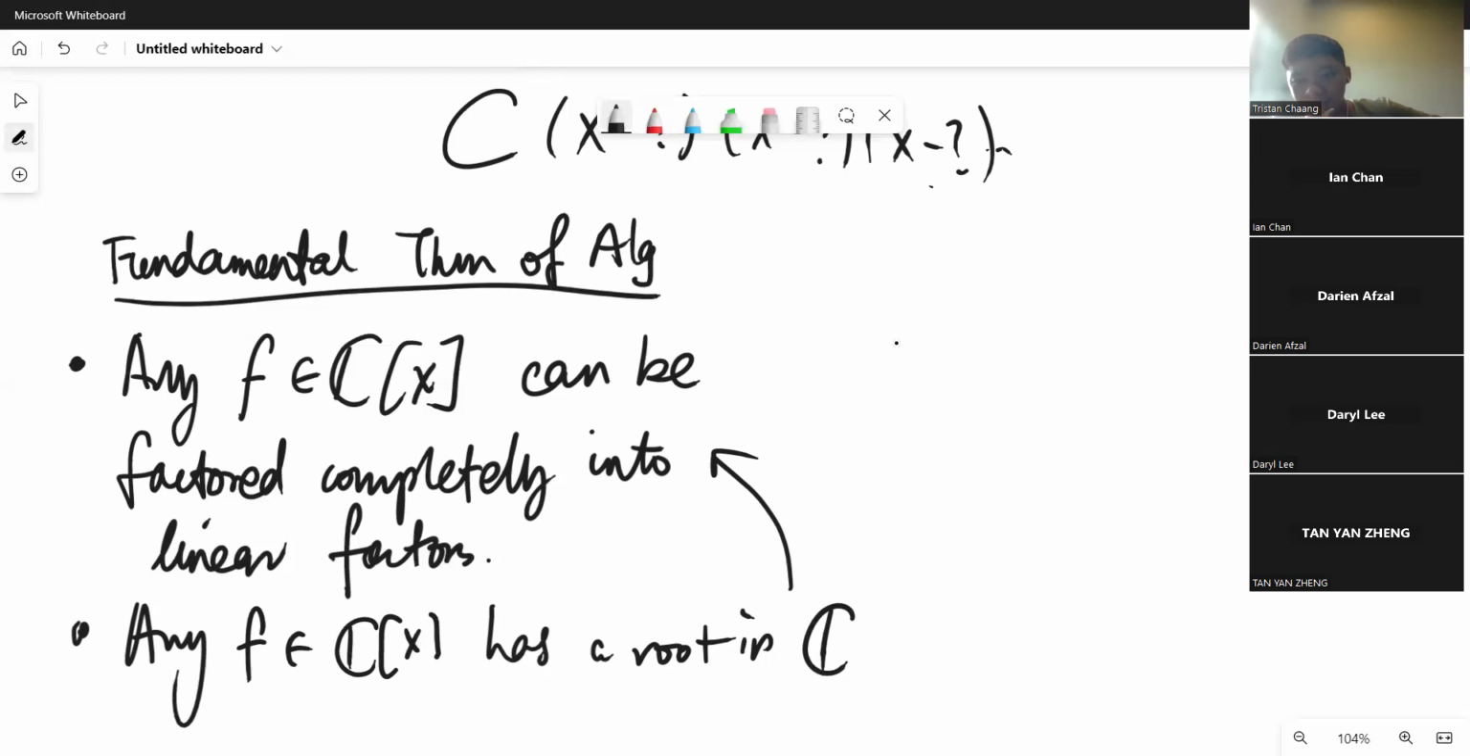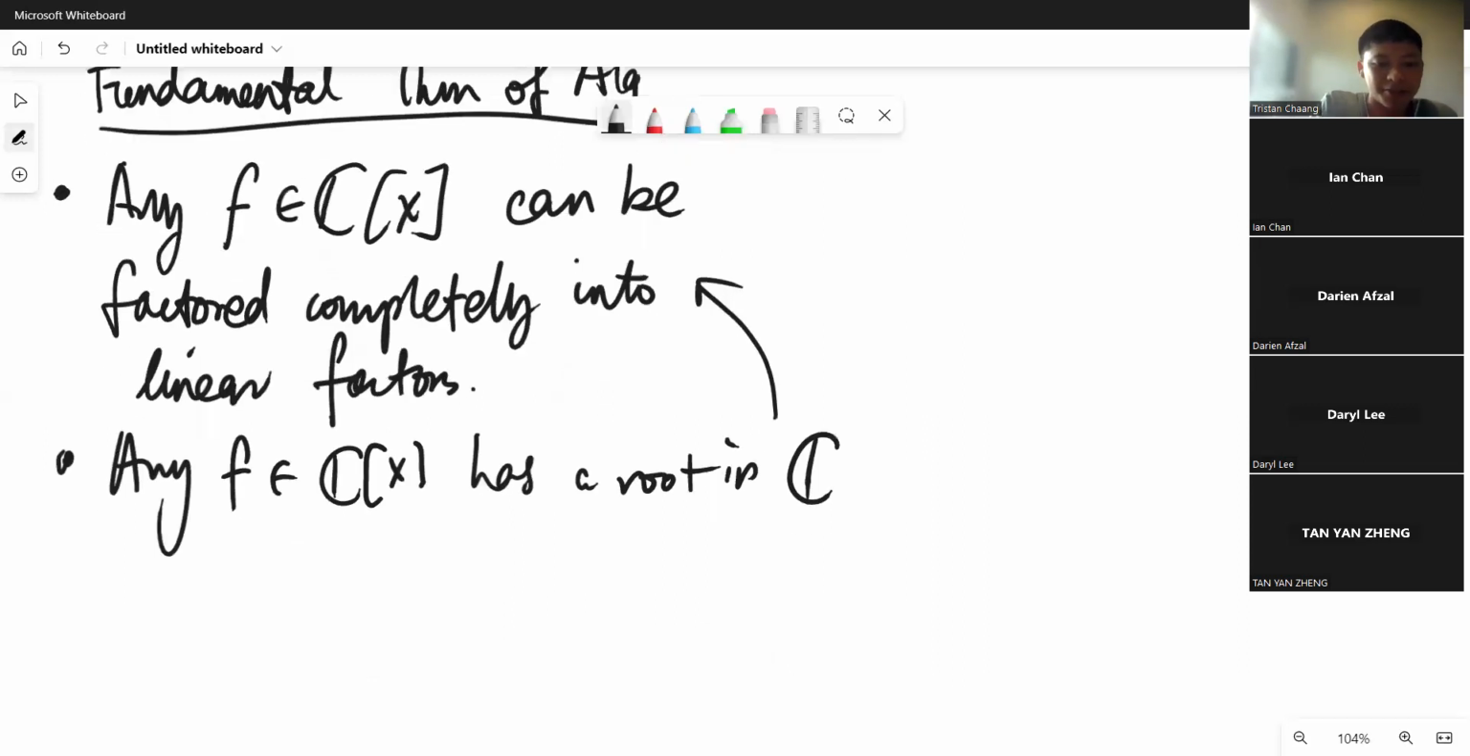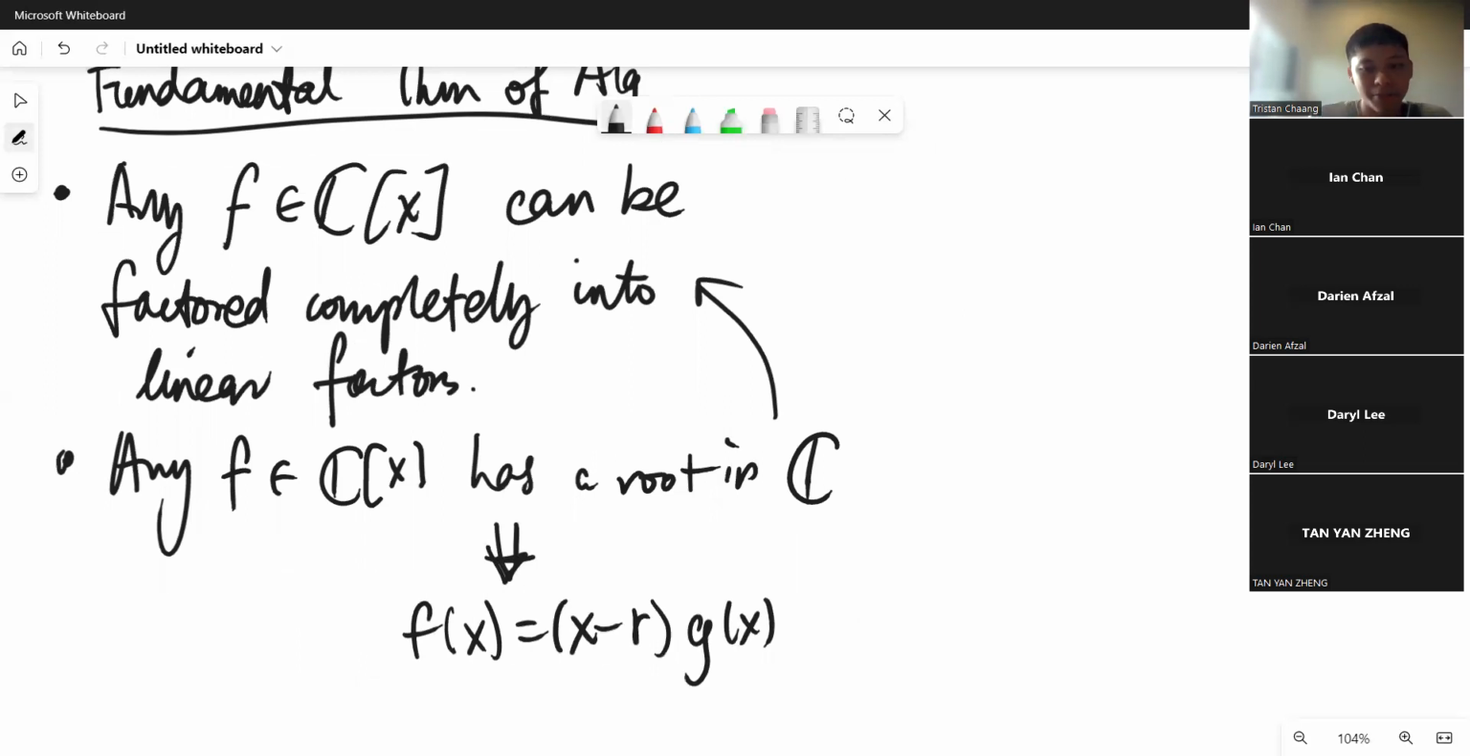Okay, and then how do we get so many linear factors if the second statement were true? Of course, we haven't proved that it's true. I'm just saying, if you've proven the second statement, how does it imply the first statement? So if there's a root, that means f(x) equals (x minus r) times g(x), right? For some polynomial g. For each root corresponds a linear factor.